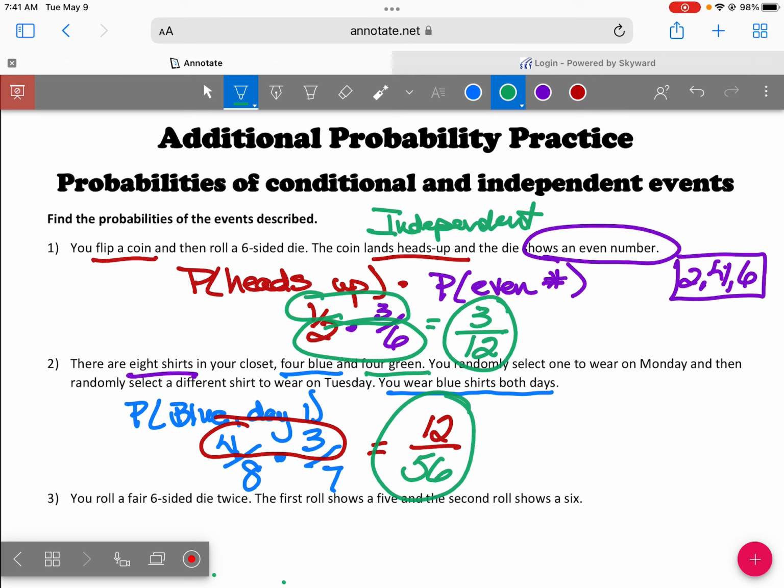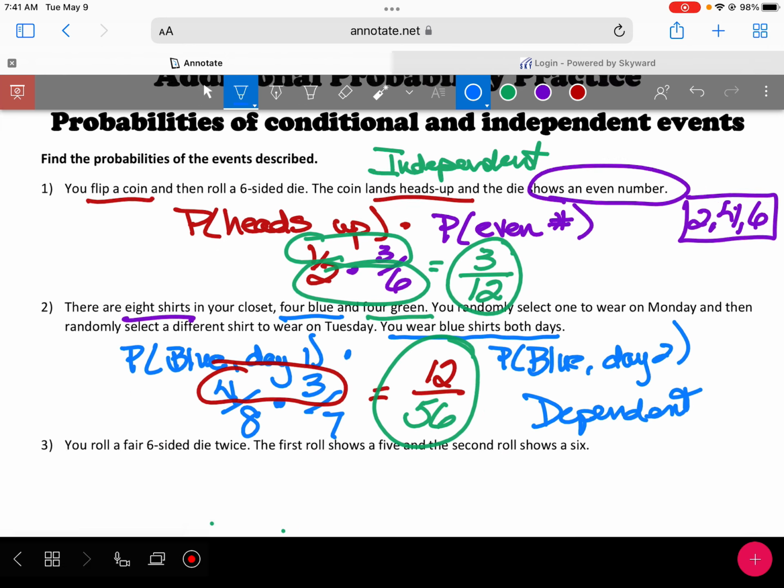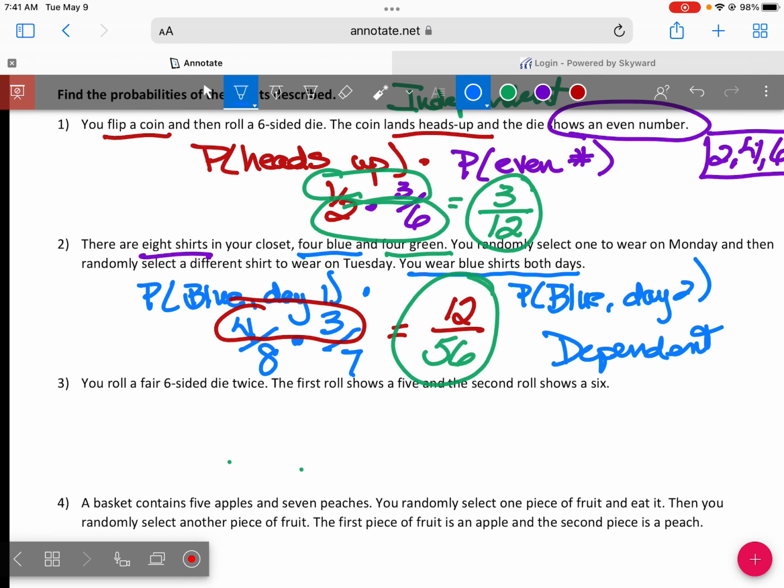And I really didn't finish this. Probability of blue on day 1 times probability of blue on day 2. Question, are these independent events or are they dependent? Dependent, because what you picked on the first day helped determine what you selected on day 2. Okay? So those are dependent events.